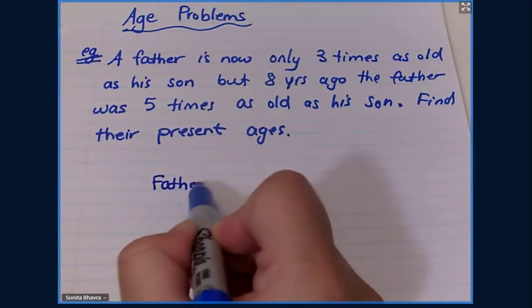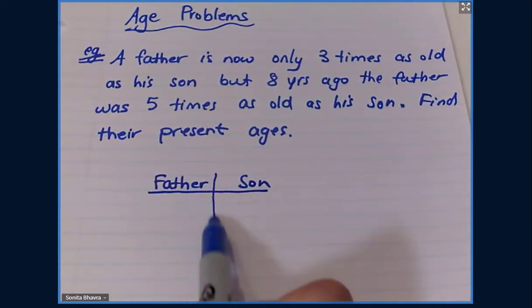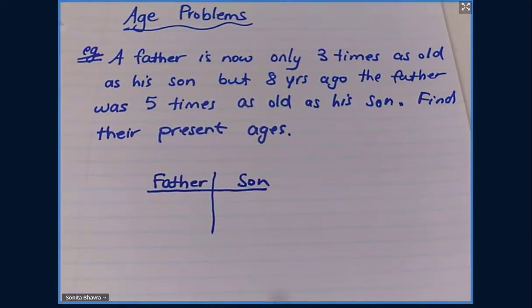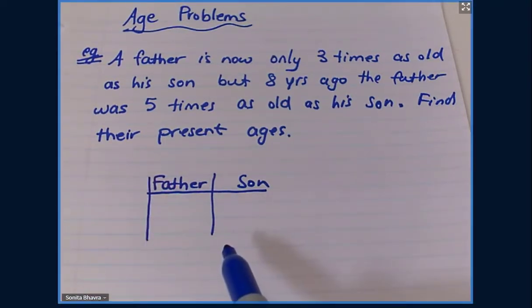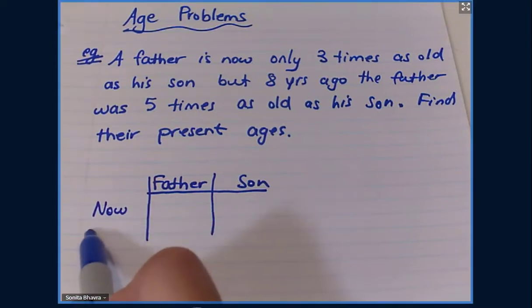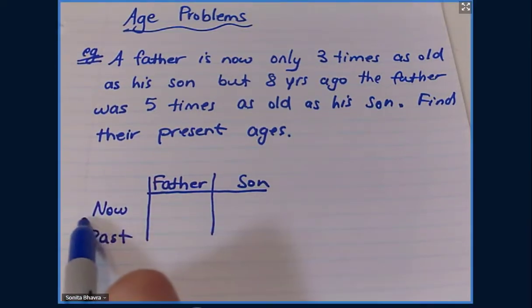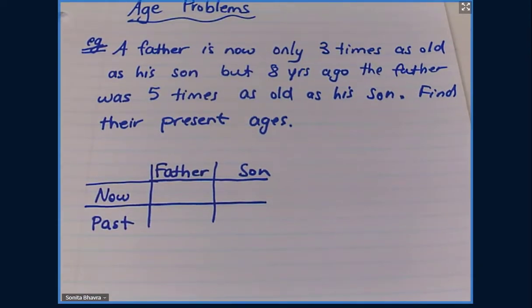So we have father and we have the son. And we also have their ages now and what it was in the past. So just a simple chart like this.